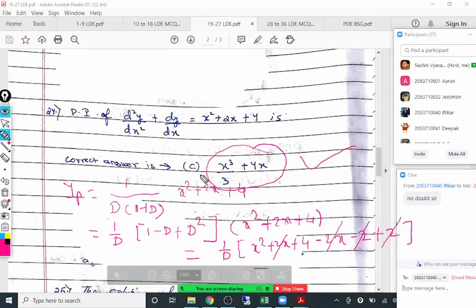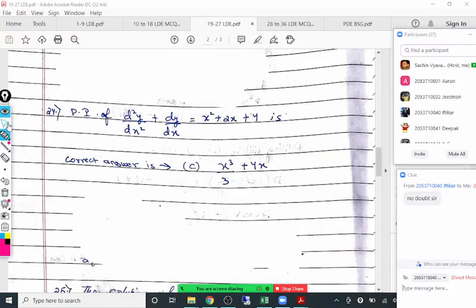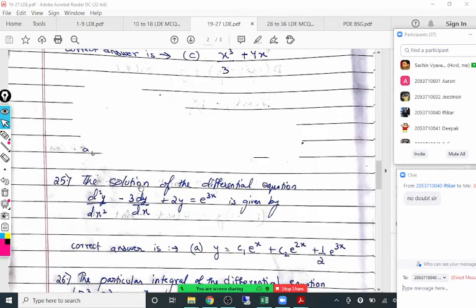So that way you have to do it. It is algebraic form, and we know how to deal with the algebraic form.